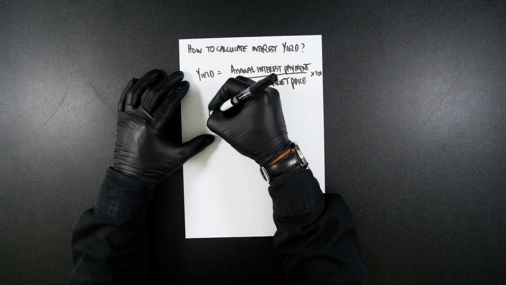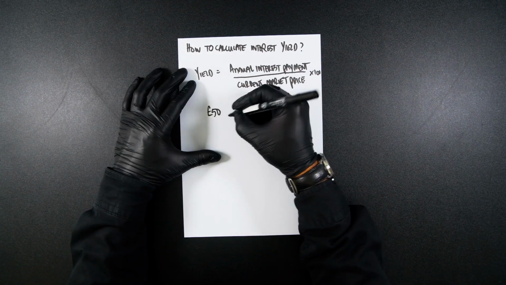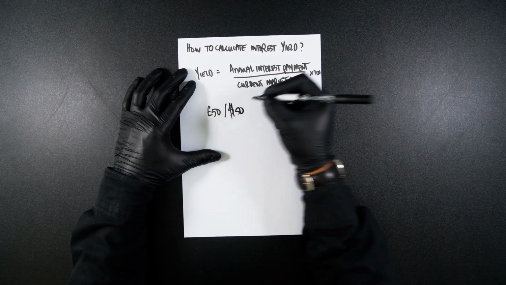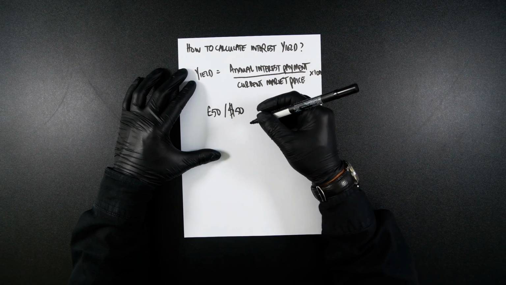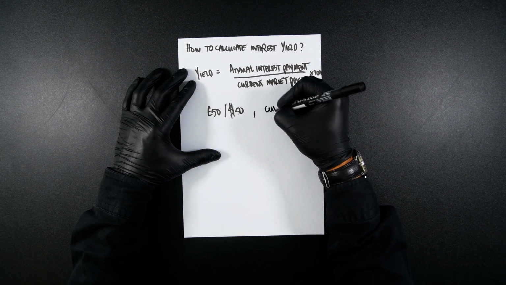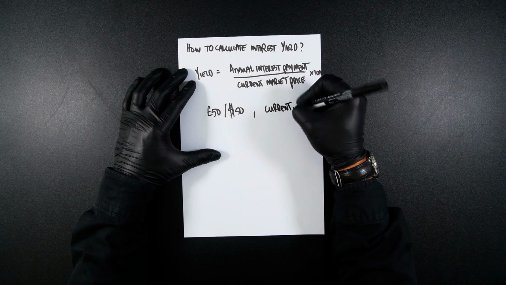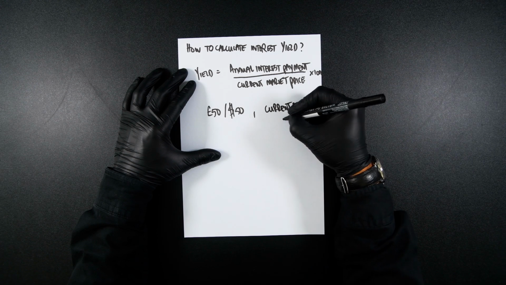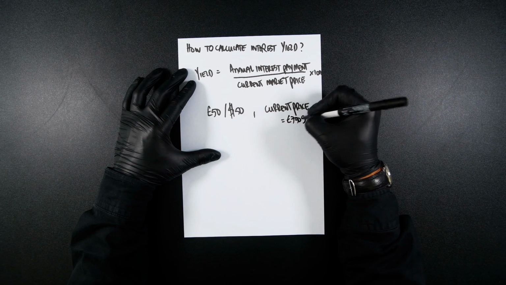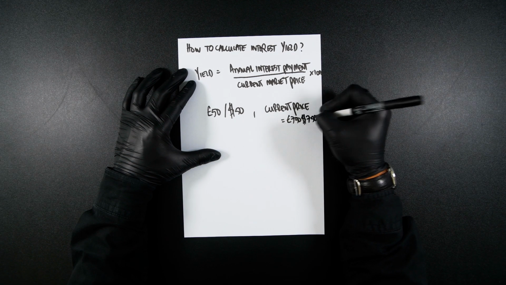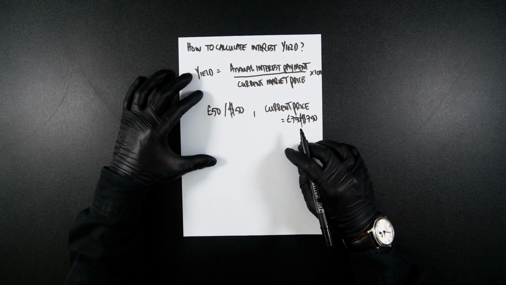So £50 or $50, who cares? It's all the same as long as it's represented as a fraction. It doesn't actually make a difference. And the current price of the bond is, let's say, £750 or $750. Doesn't really make a difference.